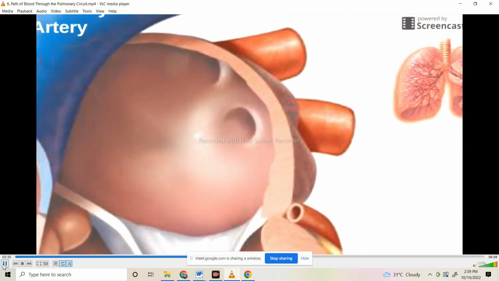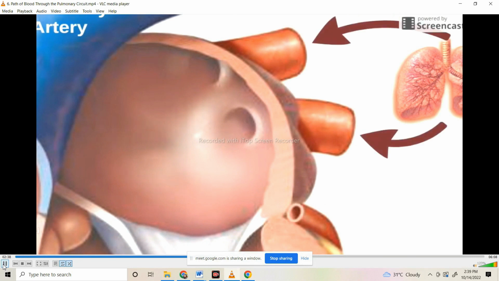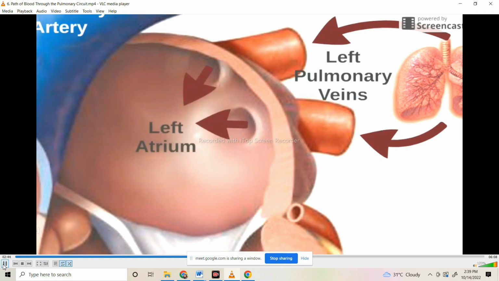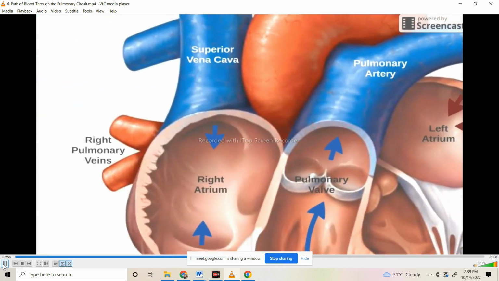As soon as the red blood cells are oxygenated, they will flow from the lungs through the pulmonary veins and into the left atrium. You may notice that the pulmonary veins you see here are labeled left pulmonary veins. There are also right pulmonary veins. They also carry oxygenated blood from the lungs to the left atrium of the heart. These are called right pulmonary veins because they enter the left atrium from the right side of the body, whereas the left pulmonary veins enter the atrium from the left side of the body.